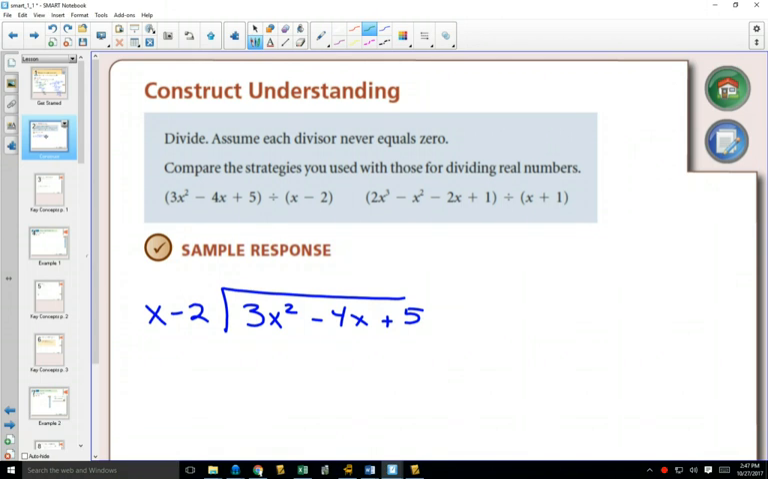Well, same way that we wrote numbers over our place value system, we're going to write numbers here. 3x is going to go over our x's column, just to have it in a nice spot. And what happens when I multiply 3x times x minus 2? I'm going to get 3x squared, and I'm going to get minus 6x. So it didn't quite match up, but it was pretty close.